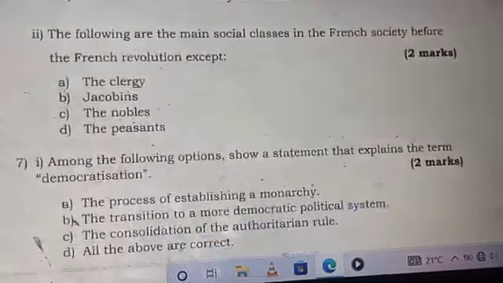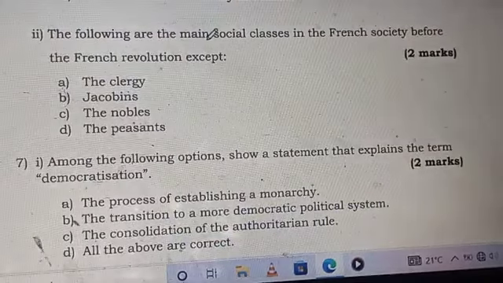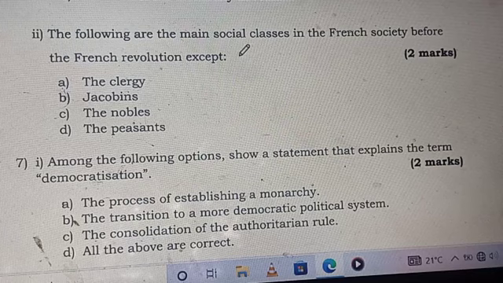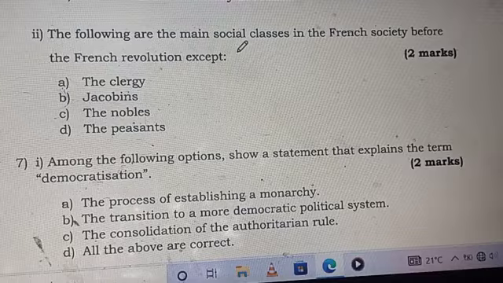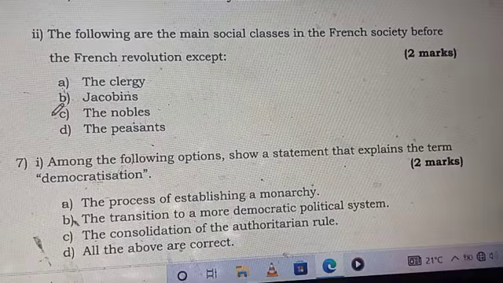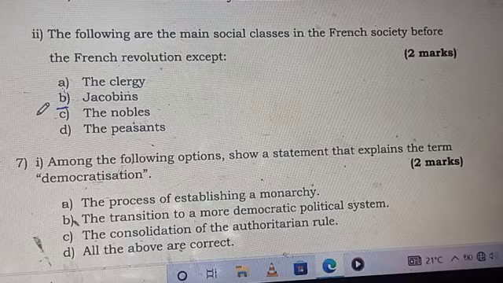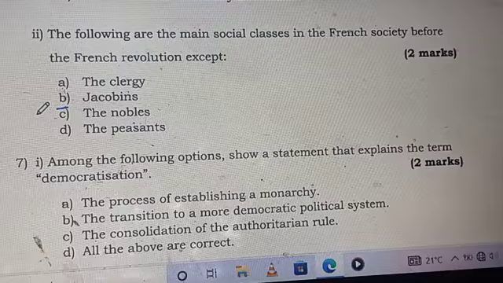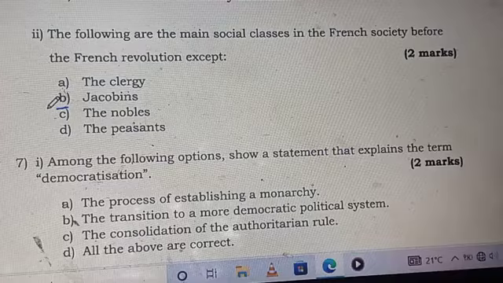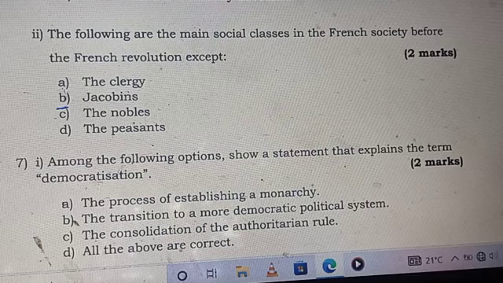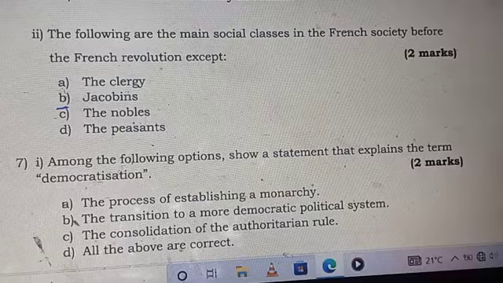Next, I2. The following are the main social classes in French society before the French Revolution, except. The correct answer is this one: B, Jacobins. Jacobins were a political group, while the social classes were clergy, nobility, and peasants. Let's continue to the next question, question 7.